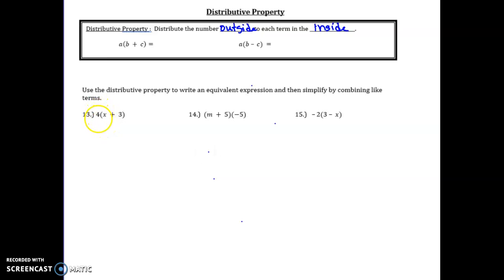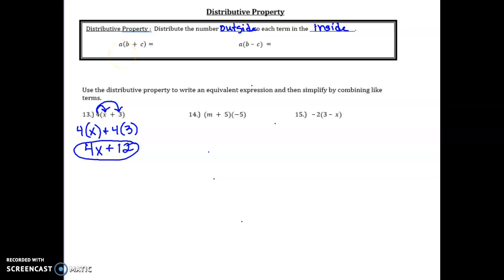So we're going to take this 4 and multiply it by the x, and then we're going to take the 4 and multiply it by a positive 3, so it's going to be 4 times 3. So 4 times x is 4x, and 4 times 3 is positive 12. So to distribute, we would create that equivalent expression.